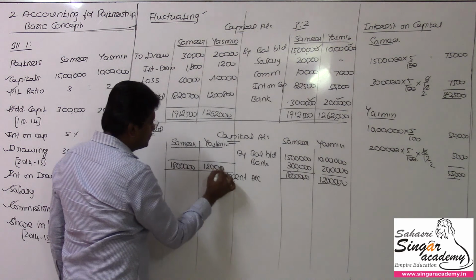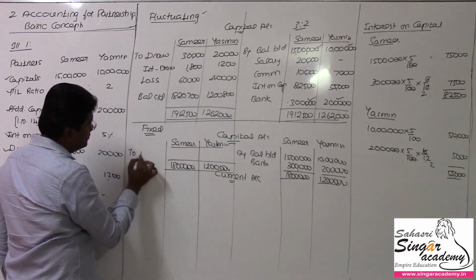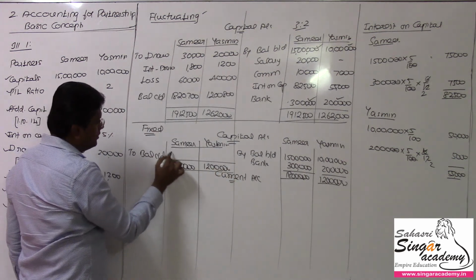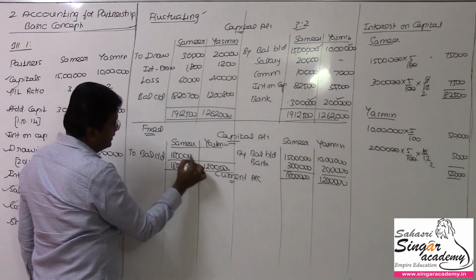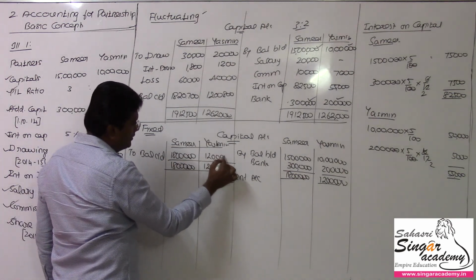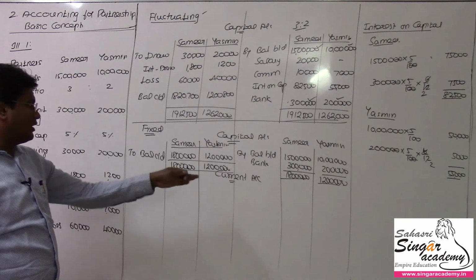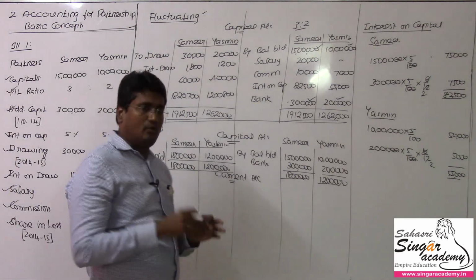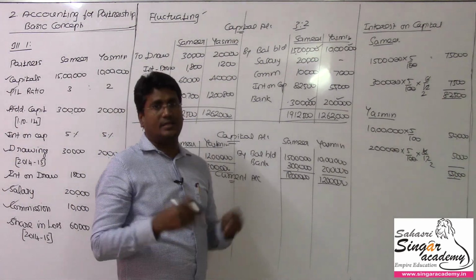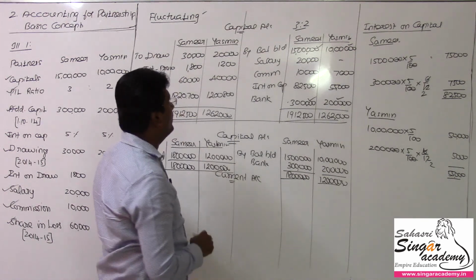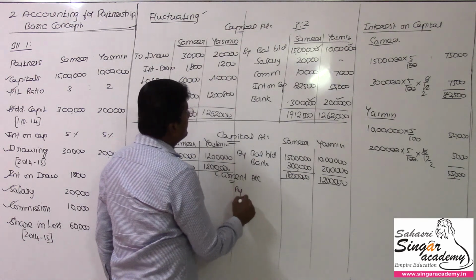To balance carried on, 18 lakhs and here it is 12 lakhs. We have done this one. The rest of the items will come under the current account. Current account will also have opening balances, but here there is no such statement available, so you don't need to bother about that. We can now write the rest of the things.